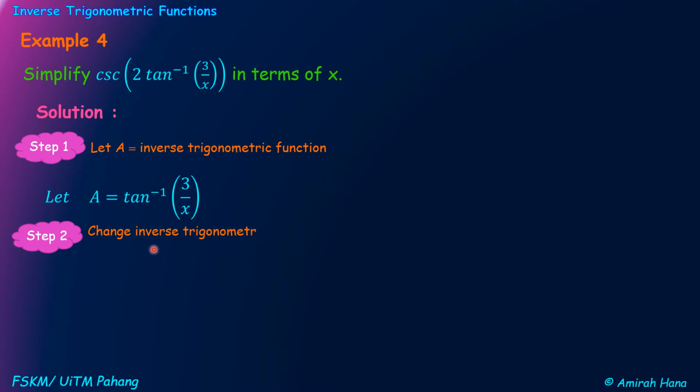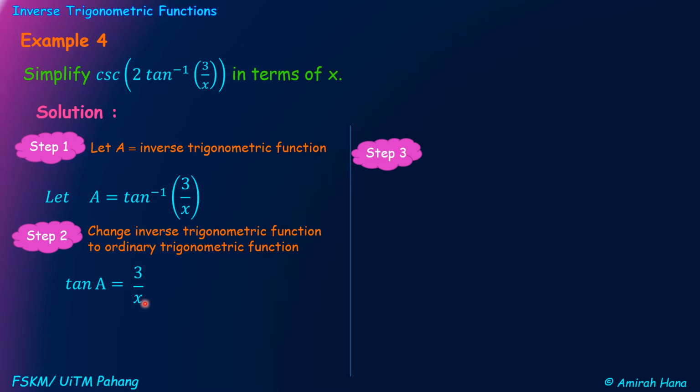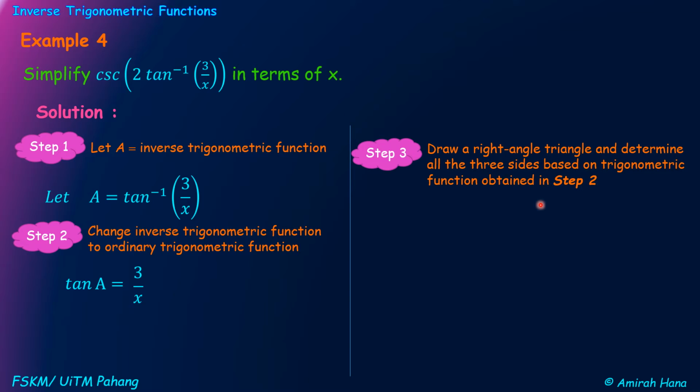Change the inverse trigo function to an ordinary trigo function. We move inverse tangent to the left hand side, so we get ordinary tangent A equals 3 over x. Then we can continue with step 3. Draw a right angle triangle and determine all three sides based on the trigo function obtained in step 2. So we draw a right angle triangle with angle A.